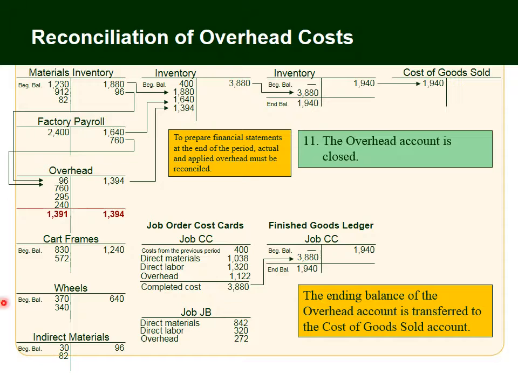So whenever we add up our overhead, we'll see that we allocated too much, just $3, and we're going to take that $3 and throw that into cost of goods sold. So it's actually going to reduce our cost of goods sold. And that's actually quite a good thing, because it means that it cost us $3 less than we thought it did to manufacture that one golf cart. Since it's a small amount, we just offset cost of goods sold.